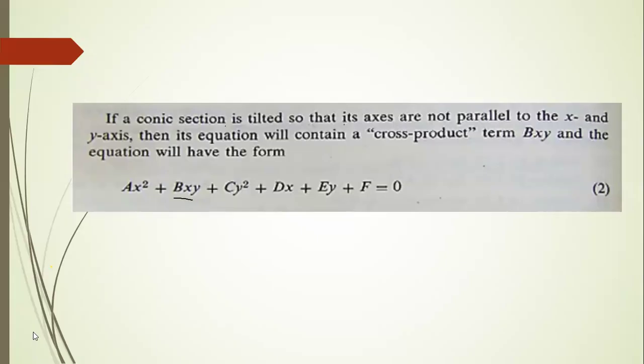So basically before the axes are rotated, they would be parallel to the x and y axis. But then after rotation, they're no longer parallel. So the equation will then contain the cross product, and we call this term the bxy term. Next slide.